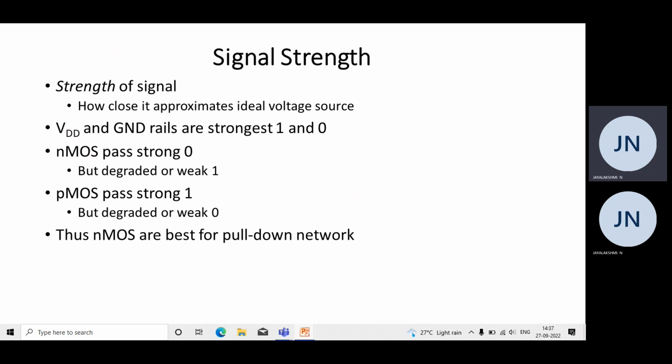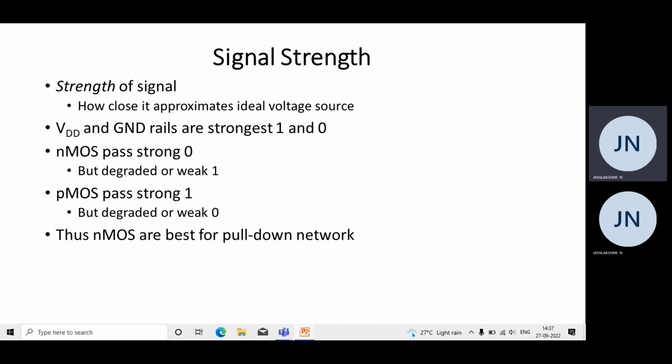So next, we're going to discuss signal strength. Here, signal strength is nothing but the strength of a signal, that is, how close it approximates an ideal voltage source.